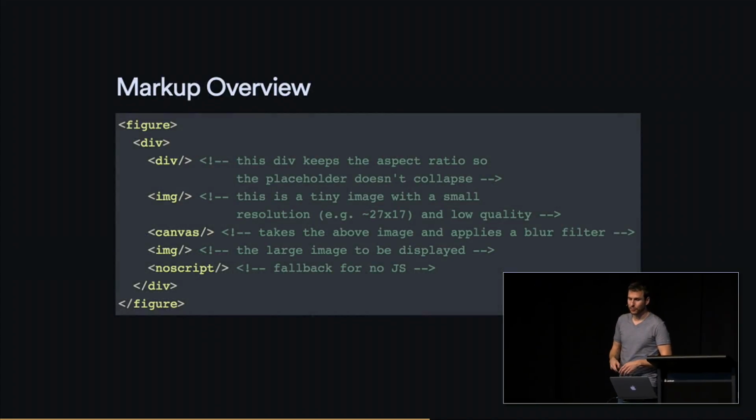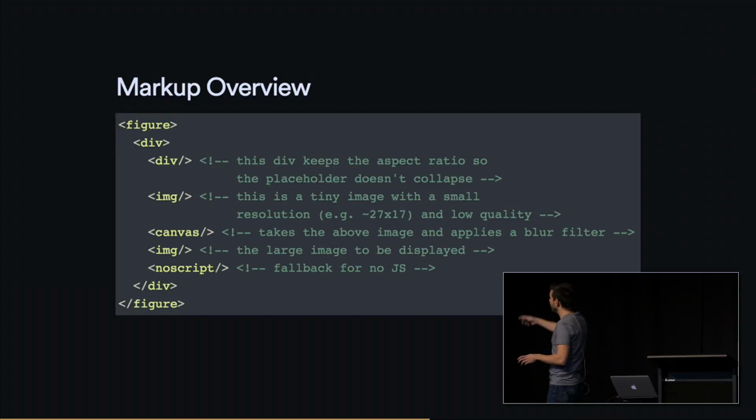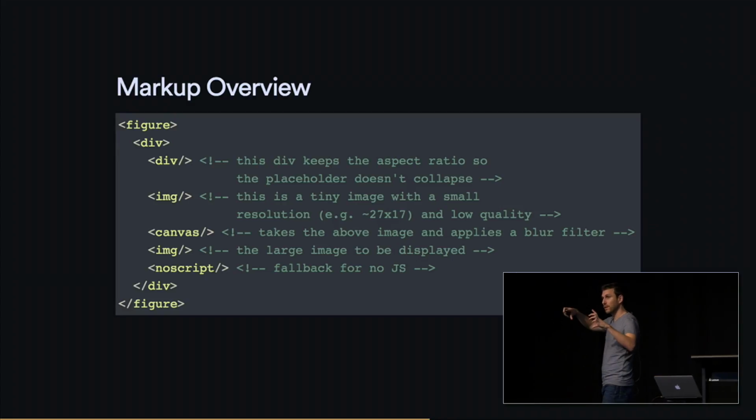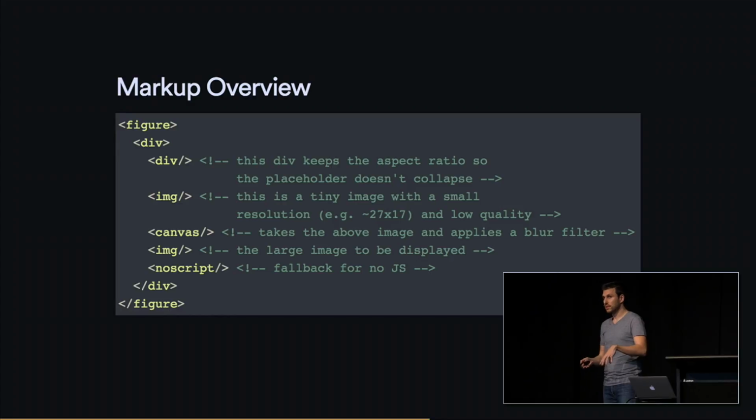And this is the overview of the markup. So if you want to implement something like this, you will need to take several things into account. There's a div that is going to keep the aspect ratio of the image. There's the initial small image, there's the canvas, there's the final image, and there's a noscript because they care about users that don't have JavaScript enabled.